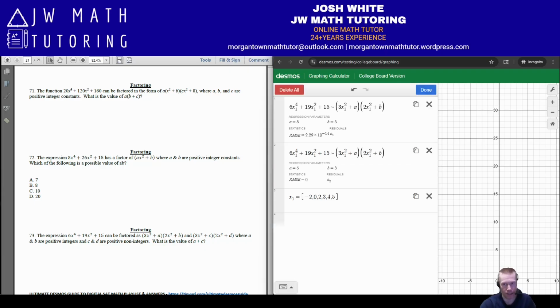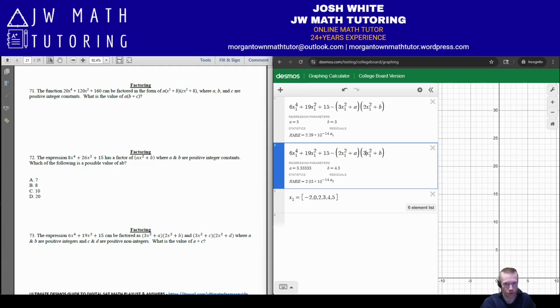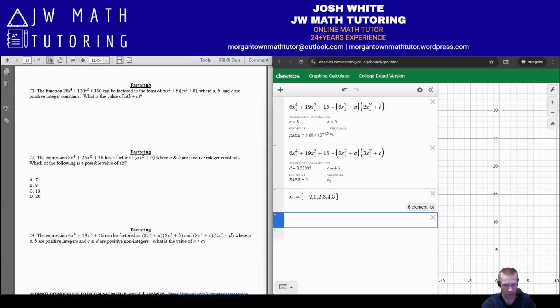Now I'm going to copy this, and I'm going to switch these, meaning I'm going to make this a 2 and this a 3. But notice here, for the second one, I have to change this to a C. The C corresponds with the 3, and that goes in the second parenthesis. And the D corresponds with the 2, which goes in the first parenthesis. So now it gave me the second factorization, the one where the two constants are not integers.